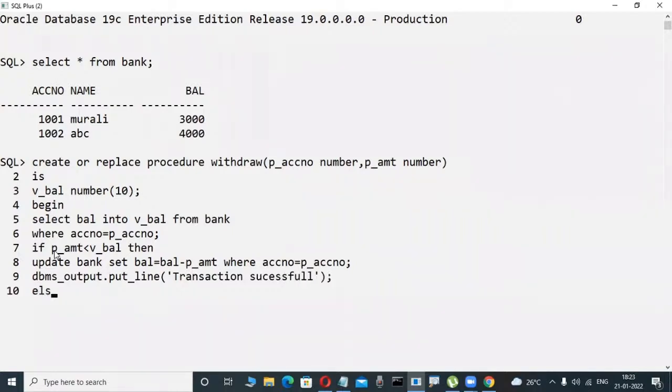Else, simple coding, some coding is there. And now check it out here. Else, insufficient funds. Okay, some codings are there. This is not a difficult coding, it is easy. And now check it out.